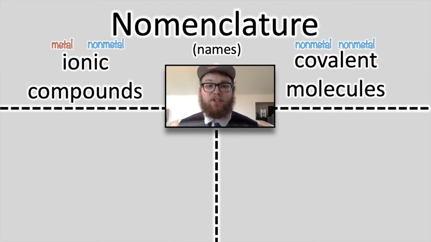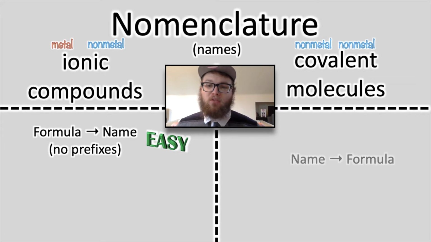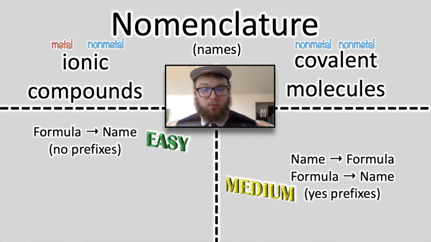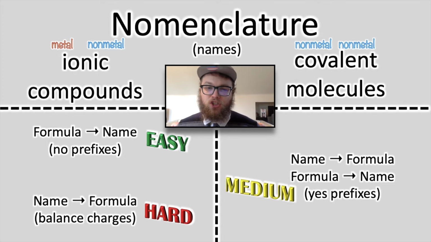There are 3 levels of difficulty here. For ionic compounds, going from formula to name is easy because there are no prefixes. For covalent molecules, going from name to formula and from formula to name is medium because they do use prefixes. For ionic compounds, going from name to formula is hard because we have to balance charges.